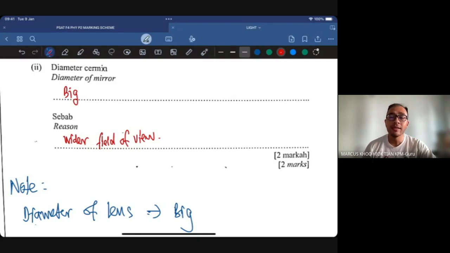Like, you cannot say, if you want to talk about the brightness of the mirror, for example, then your answer will be brighter mirror, and then you cannot give the reason wide field of view. What is the connection between wide field of view and brightness of mirror? There is no connection.